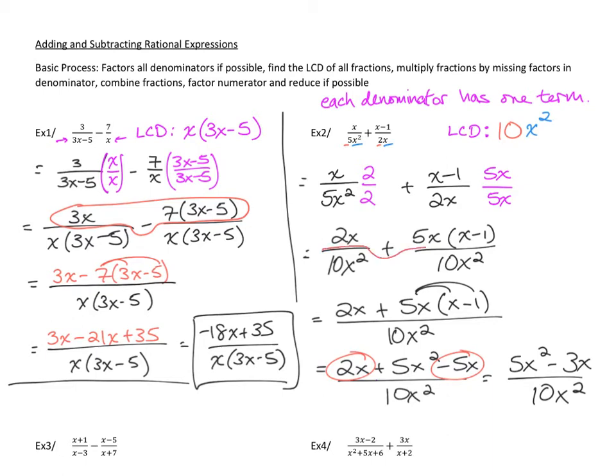Let's do this, there we go. And it becomes one fraction. We distributed and collected terms. The last step is factor the numerator and reduce if possible.